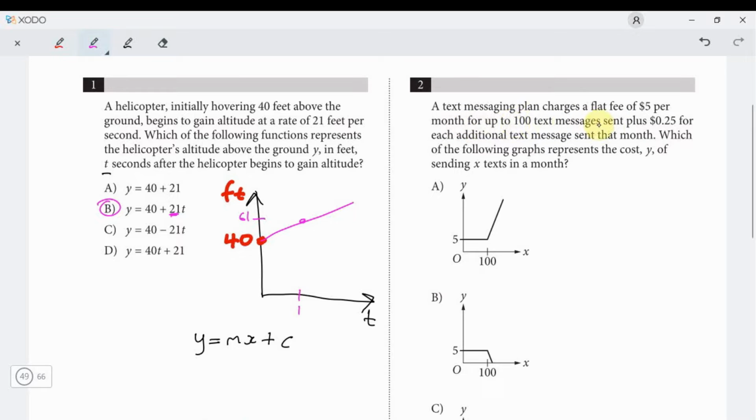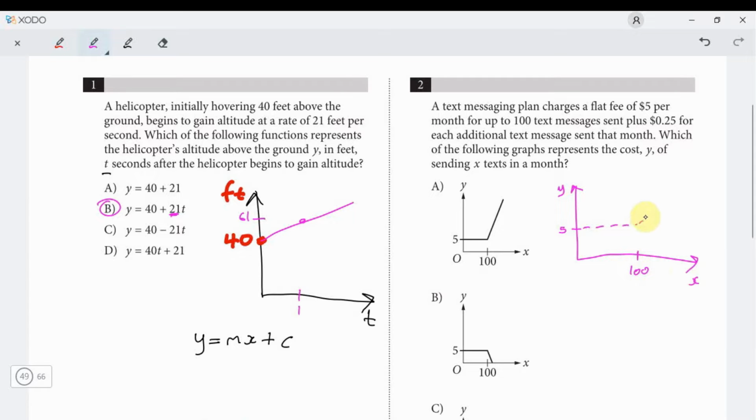Number 2, it says a text messaging plan charges a flat fee of $5 per month for up to 100 texts plus 25 cents for each additional text message sent for that month. Which of the following graphs represents the cost of sending x text messages for the month? So the first thing they told us was what? They charge a flat rate of $5, right? And you're going to pay that same rate for 100 texts. As soon as you reach 100 texts, guess what?